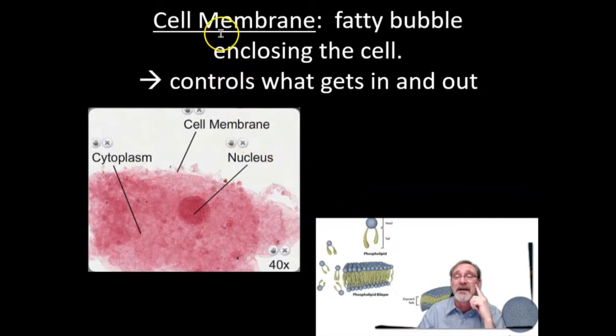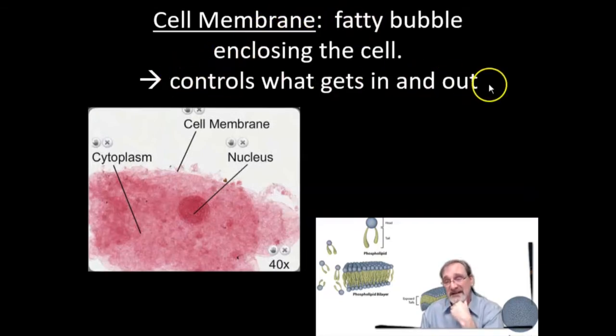Right now, what I want you to know is that the cell membrane is made of something like fat or grease, kind of. That's why it holds the cell together. I don't want to spend the time describing that more, but it's true. And it controls what gets in and out. It encloses the cell and controls what gets in and out. So it holds the cell together, right?